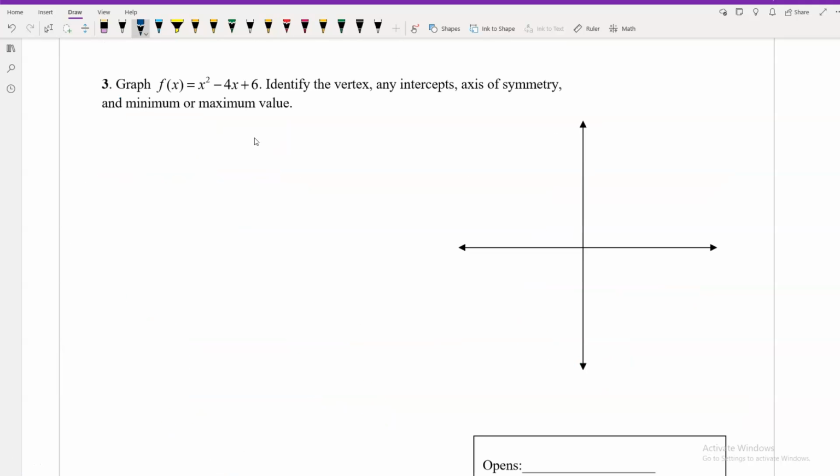Graph f of x equal to x squared minus 4x plus 6. Identify vertex, intercept, axis of symmetry, minimum or maximum value.